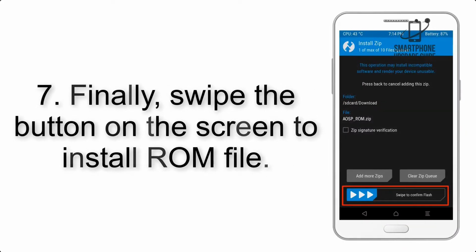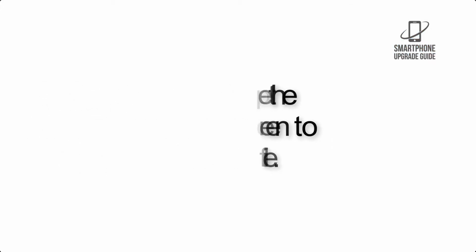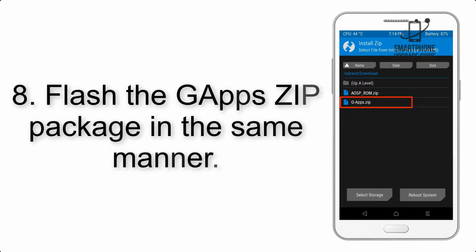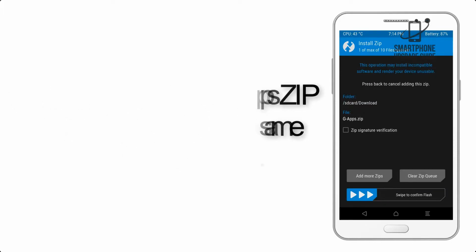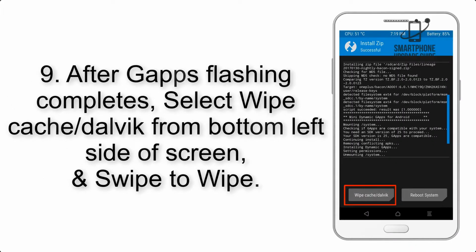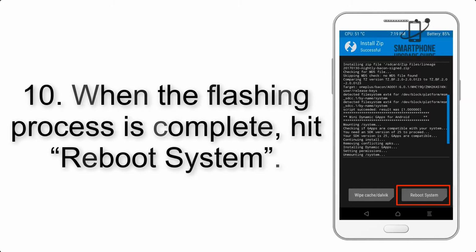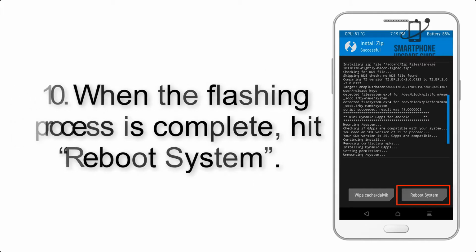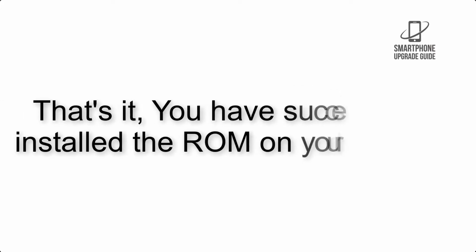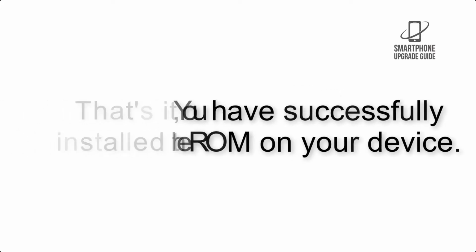Step 7: Finally, swipe the button on the screen to install the ROM file. Step 8: Flash the GApps zip package in the same manner. Step 9: After GApps flashing completes, select Wipe Cache and Dalvik from the bottom left side of the screen, and swipe to wipe. Step 10: When the flashing process is complete, hit Reboot System. That's it, you have successfully installed the ROM on your device.